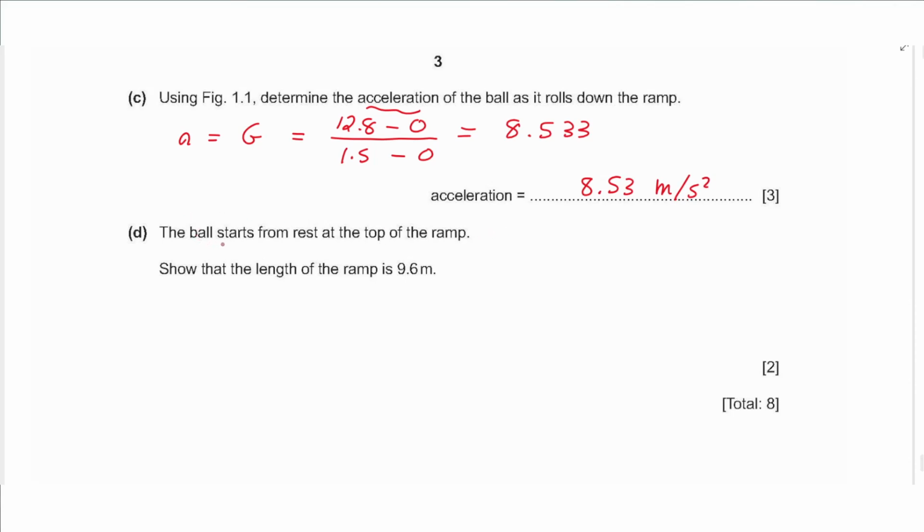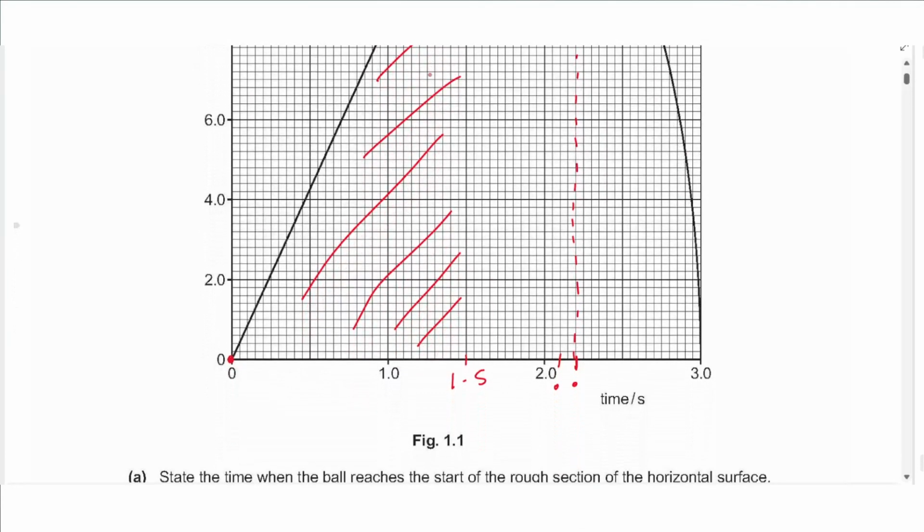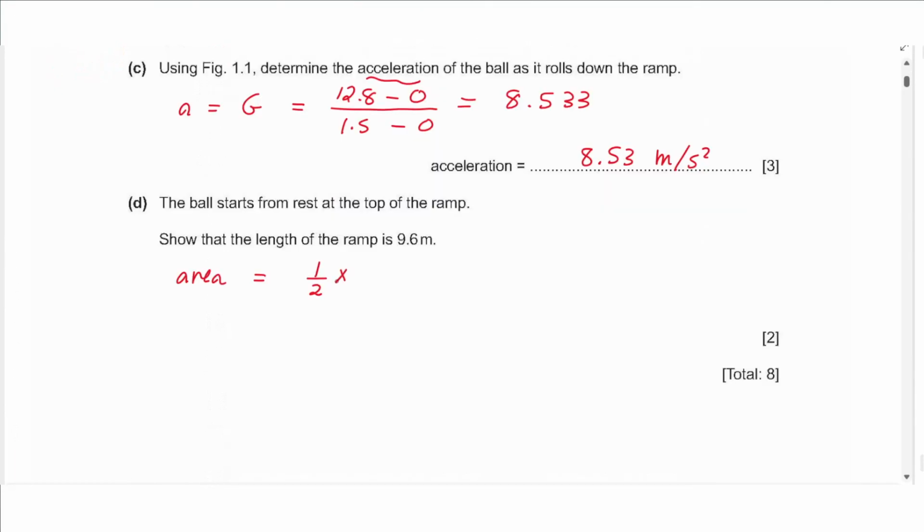Question D says, the ball starts from rest at the top of the ramp. Show that the length of the ramp is 9.6 meters. We can either use the area under the graph or we can use the equations. For a graph, we use the area under the graph. So the first section of the graph is a triangle, so we calculate this area, which is half by base by height, half by 1.5 multiplied by 12.8. So this is what we write. This gives an exact value of 9.6 meters.